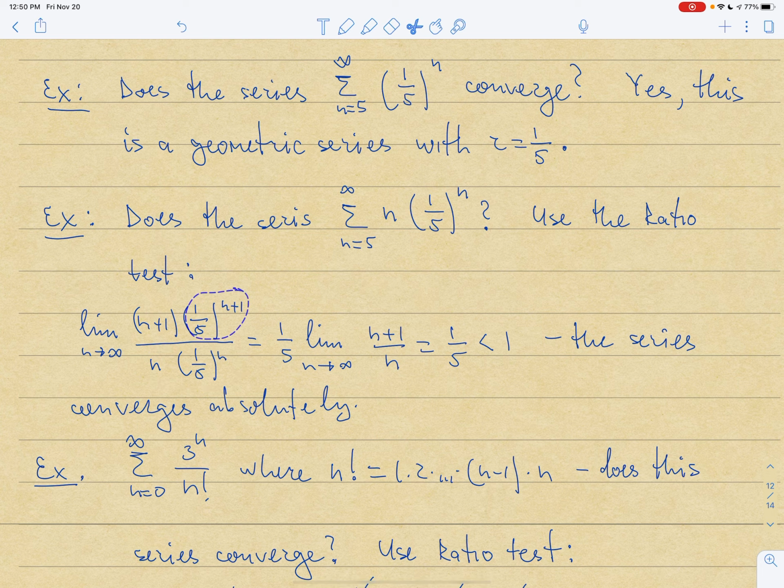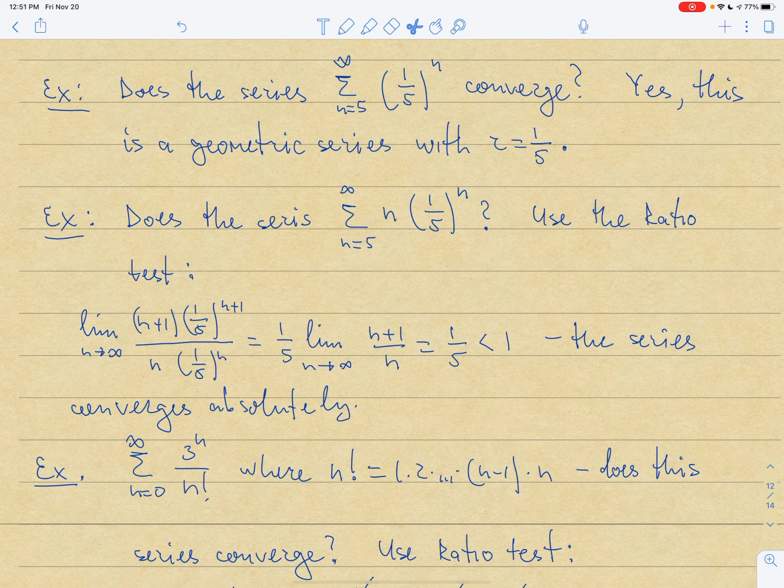1/5 to the n plus 1 divided by 1/5 to the n is just 1/5, which I can pull out of the limit. And then what is left is n plus 1 over n. And the limit as n goes to infinity of n plus 1 over n is 1, again, because when n is big, 1 on the top really makes no difference. So limit is 1/5. So then the series up here still converges absolutely.